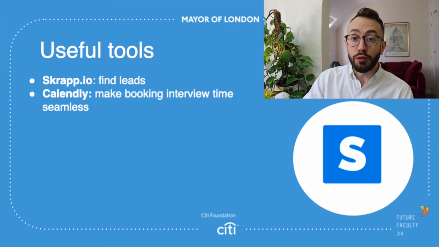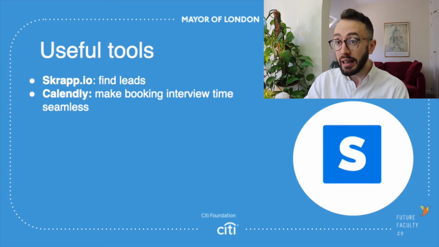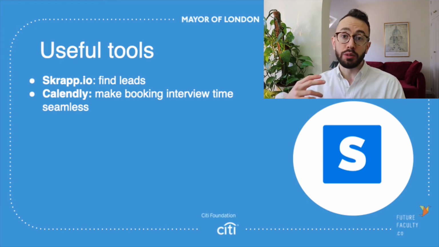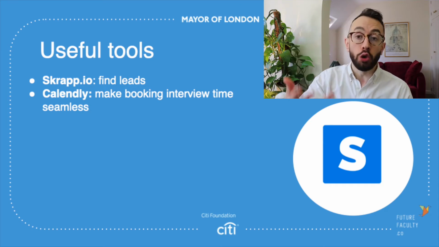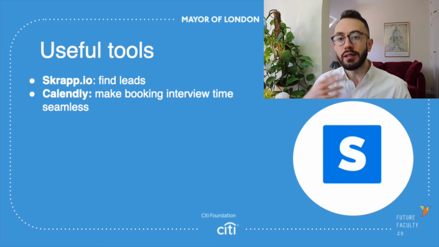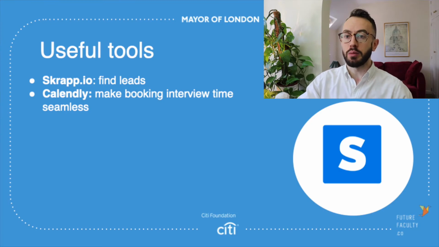And then we get to some useful tools. Scrap.io is a good one for finding leads and emails. Calendly then means people can book straight into your diary, so it just makes that scheduling process as easy as possible.